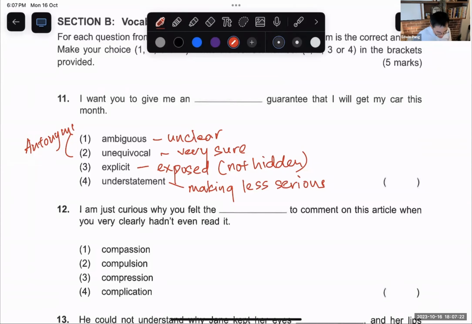But it's different. Understatement means making less serious. Oh, today's weather is quite bad, said the man who was blown away by a tornado. That is an understatement. Do you understand understatement? So an understatement is when you say something less serious than it actually is. Much less serious. You understate it. Okay, understatement.